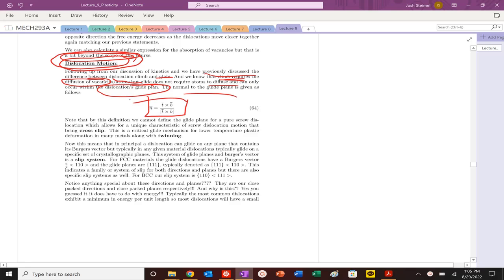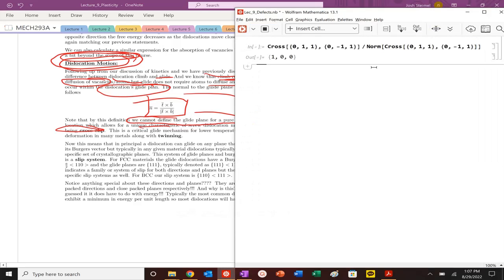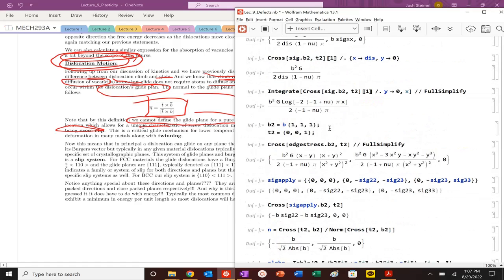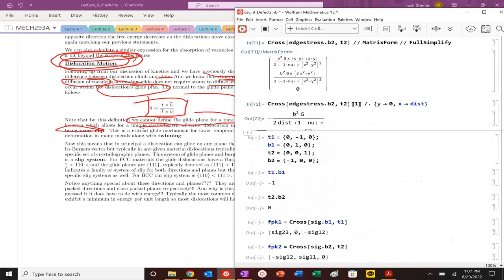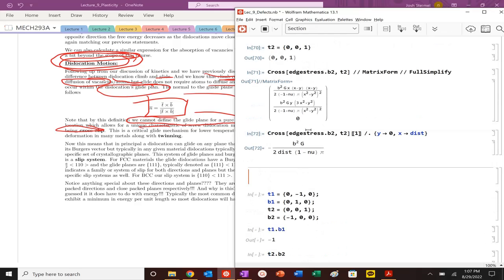One way we can calculate glide planes is by crossing our tangent vector and our Burgers vector. So we can't define a glide plane by definition for a screw. That's going to involve cross slip and twinning, but we can do it for an edge dislocation. So let's go ahead and calculate the normal glide plane for some example type problems.